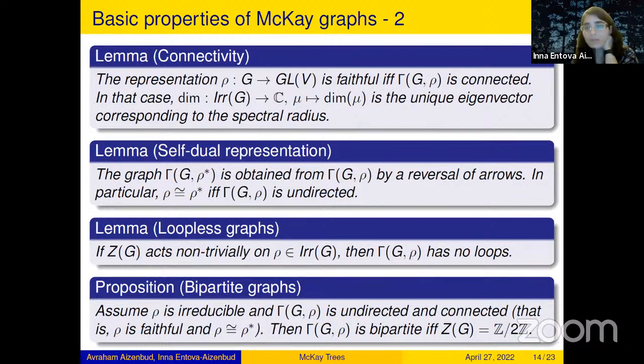So these statements already tell us that if we are studying McKay graphs in shapes of trees, we can say some things. We can say that the representation which corresponds to this graph is faithful and self-dual. And if we manage to prove that our representation is also irreducible, then we can immediately say that the center of our group is actually of order 2.